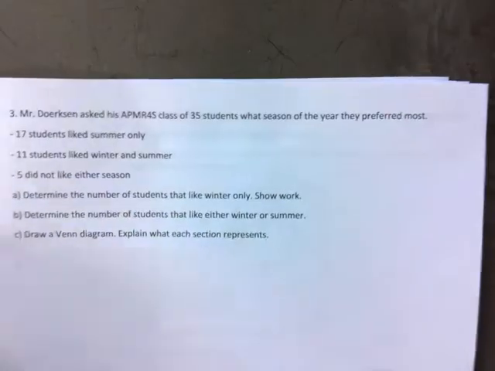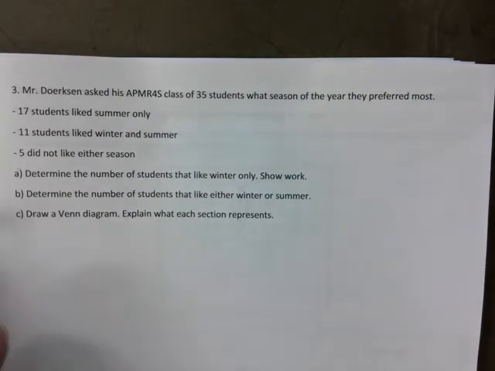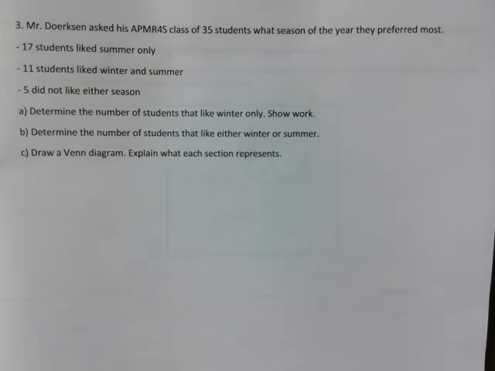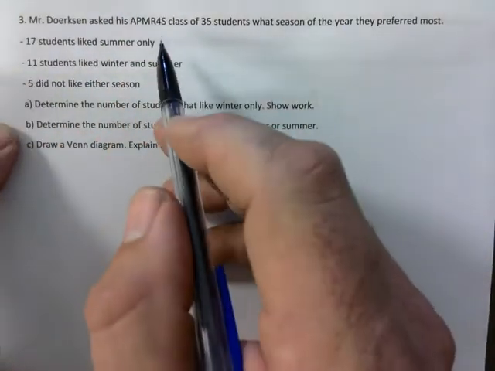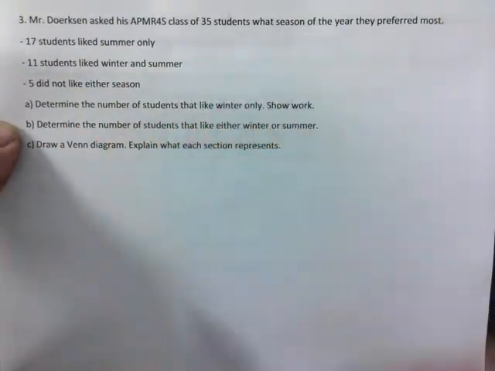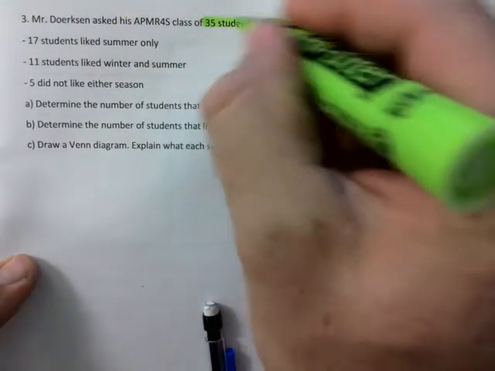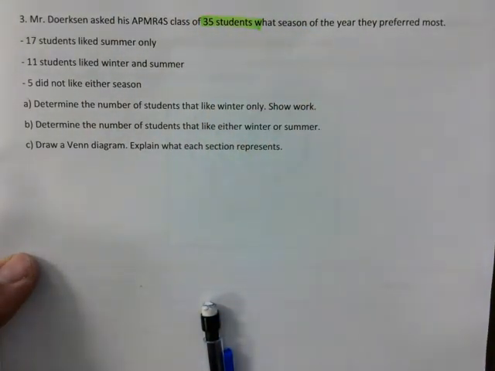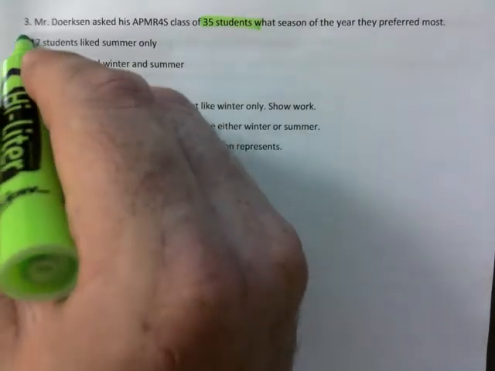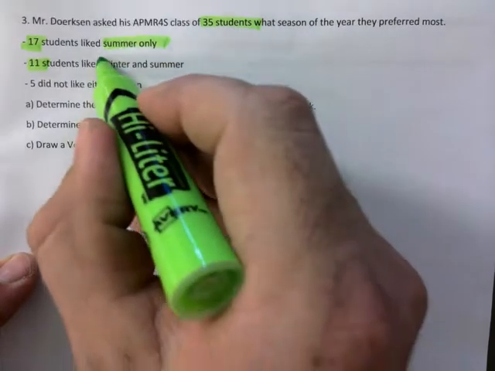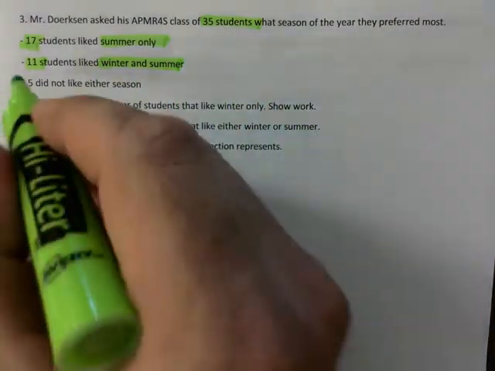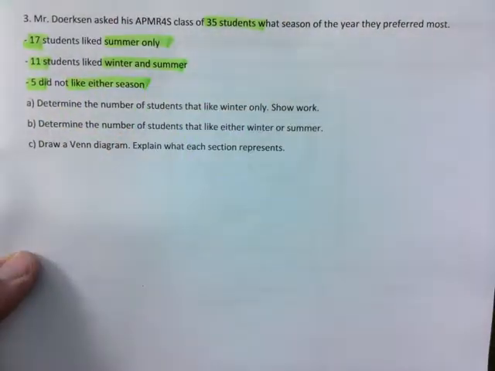Let's go over to 17, which is really before we start the 3-set notation. I want you to be quite comfortable with this. Okay, so you can be guaranteed an AC tomorrow on something like this. Mr. Dirksen asks his grade 12 class of 35 students, and that's important to me, right, what season they preferred most. 17 like summer only. 11 students liked winter and summer. 5 did not like either season.